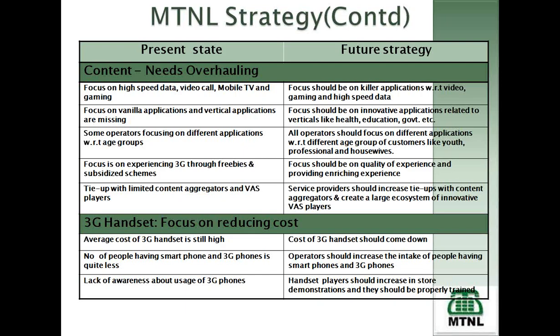And one of the biggest problems is the 3G handsets. The cost of the average 3G handset is still very high. That should come down. As mentioned by my previous speaker also, the smartphone should be available for a cost like $50 or something. The intake of 3G smartphones is to be increased.